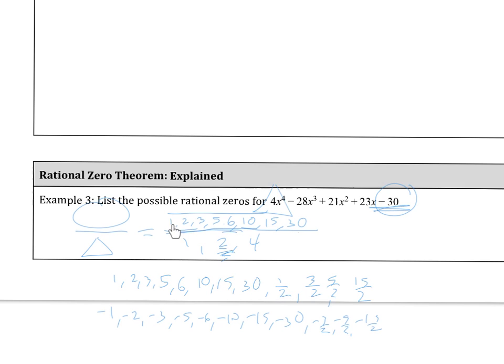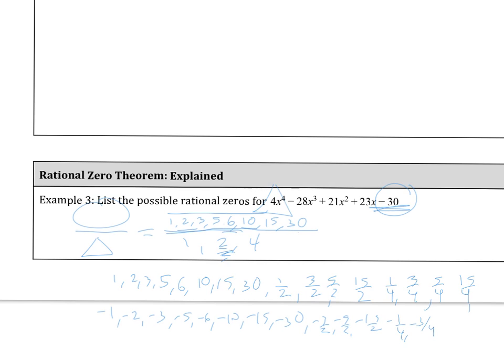And then all these numbers over 4, and again, I won't list repeats. So that would be 1 over 4 is new. 2 over 4 would be a half, that's not new. 3 over 4 is new. 5 over 4 is new. 6 over 4 would be 3 halves, we already have 3 halves. 10 over 4 would be 5 halves, we have 5 halves. 15 over 4, and then 30 over 4 would be 15 halves, that would not be new. And all the negative version of those.